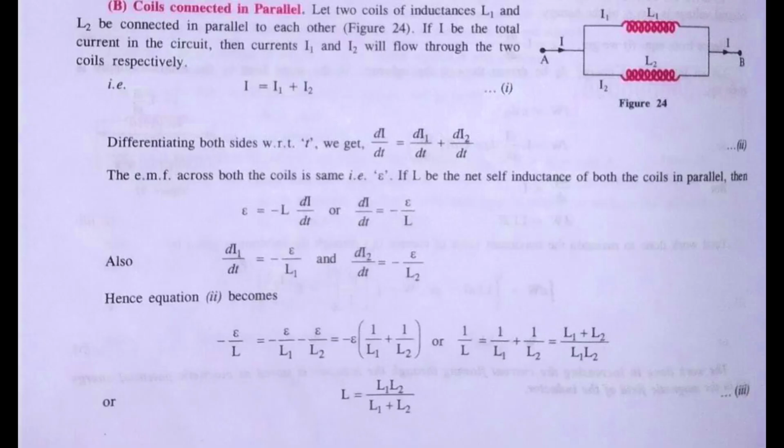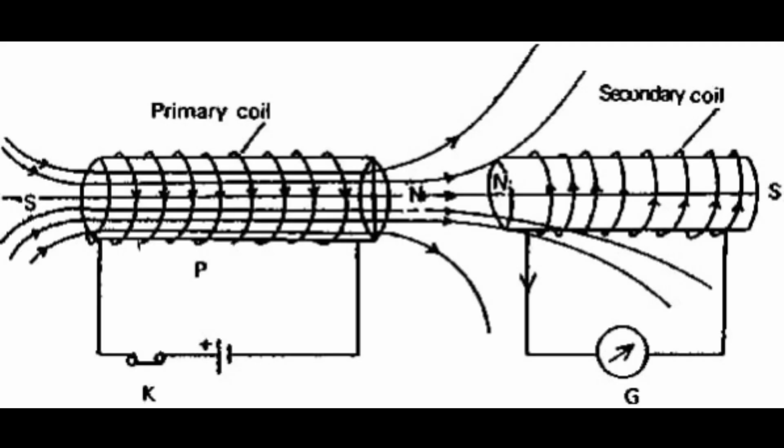So for the parallel combination, L is equal to L1 L2 divided by L1 plus L2. After self-induction, the next topic is mutual induction. In the given figure, you can see we have a coil which is connected to a battery through a key. This coil is called the primary coil and is named with the capital letter P. Another coil placed near the primary coil and connected to the galvanometer is called the secondary coil.